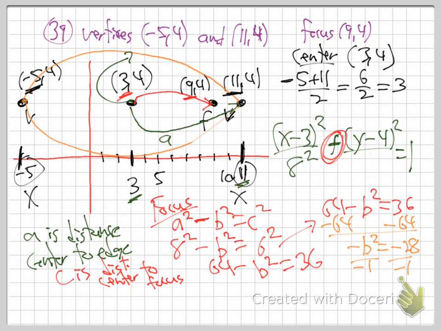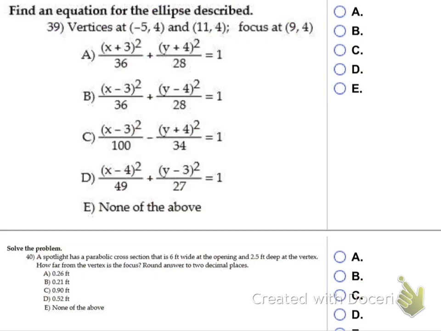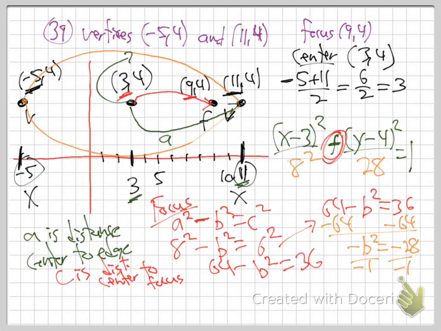So b is the root of 28. I'm just going to put b squared 28 and 8 squared. Well, I'll just leave it 8 squared. Did we get the equation? X minus 3 squared. There's a 28. Wait, these both have 28. Oh, it's none of the above? Yeah. All right.